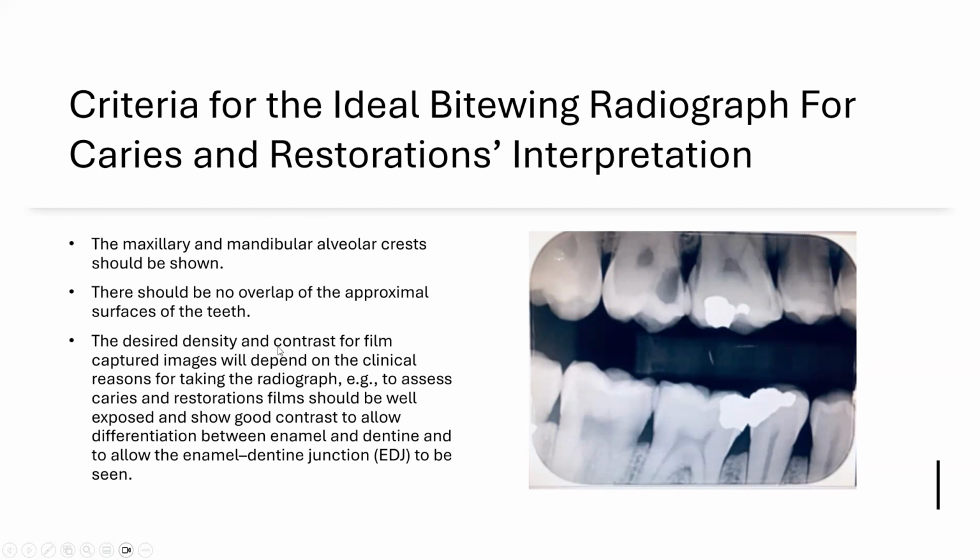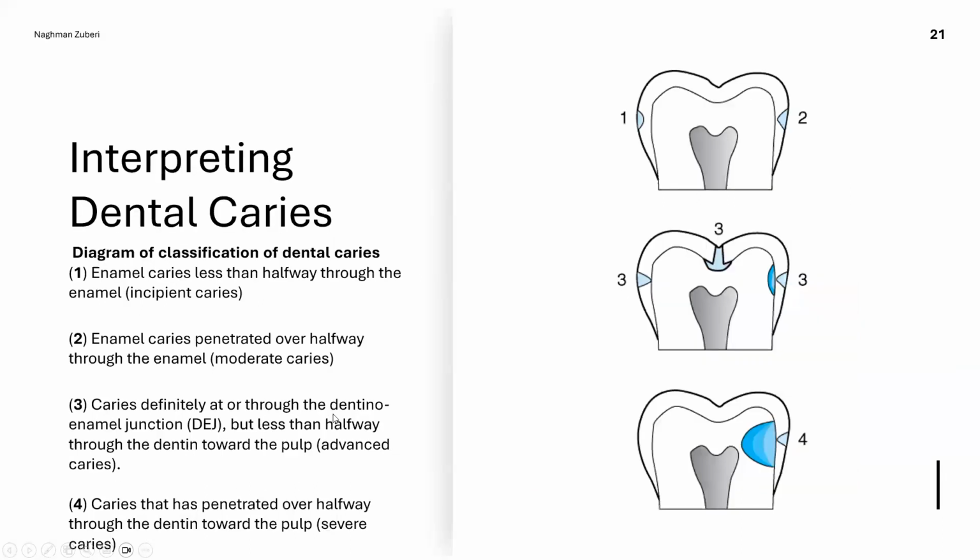The desired density and contrast for film captured images will depend on the clinical reasons for taking the radiograph. For example, to assess caries and restoration, films should be well exposed and show good contrast to allow differentiation between enamel and dentin and to allow the enamel-dentin junction to be seen.